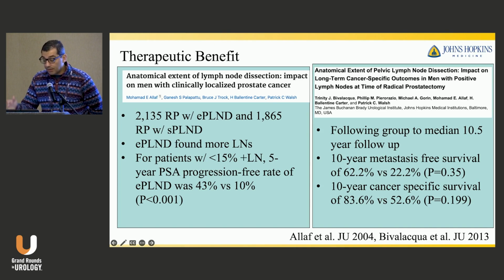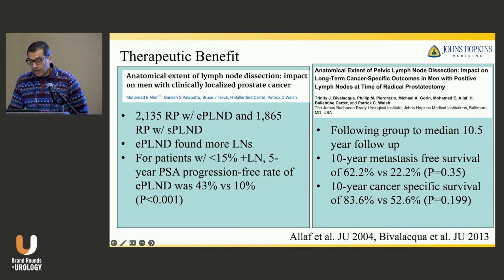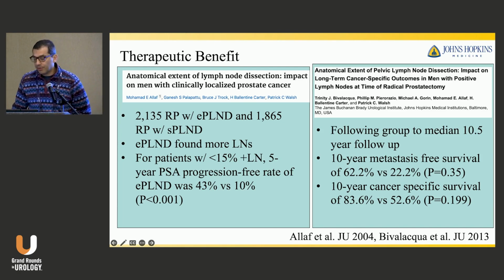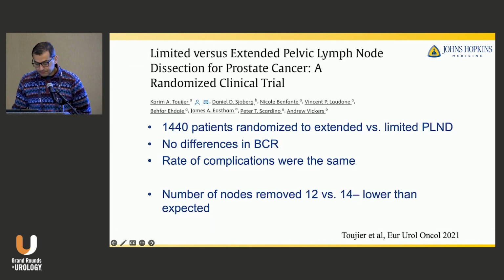We then updated this series, Trinity Bivalacqua updated it, and looked at metastasis-free survival at 10 years and cancer-specific survival. And certainly there was benefit for those who harbored small amounts of lymph node disease. So if you had one positive lymph node, let's say, you could do very well without any additional therapy long-term.